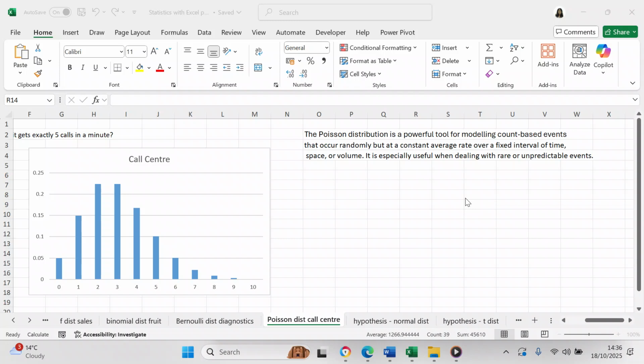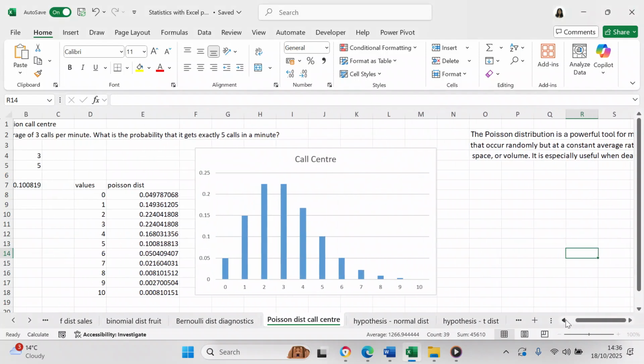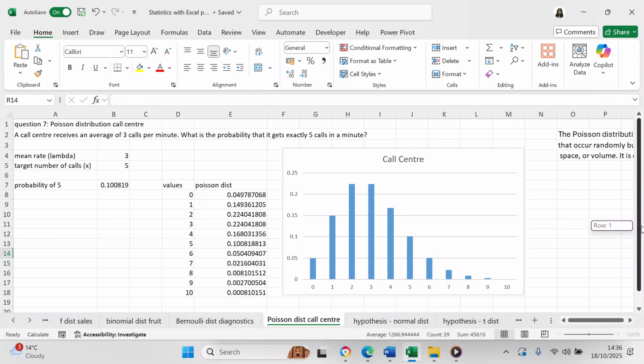In this video, what we're going to talk about is the Poisson distribution. The Poisson distribution is a powerful tool for modeling count-based events that occur randomly but at a constant average rate over a fixed interval of time, space, or volume. It is especially useful when dealing with rare or unpredictable events. So we're going to do a practice question on the Poisson distribution.